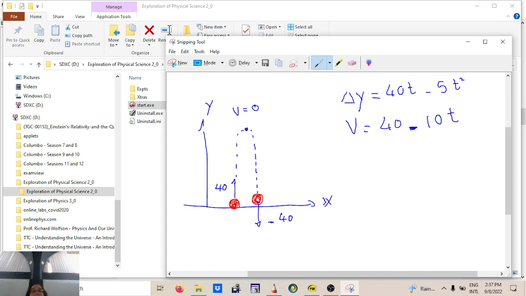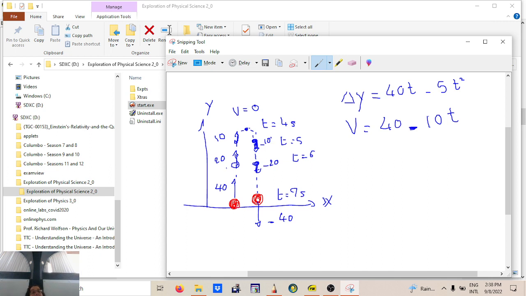So at t equals 0, what's the velocity? 40. At t equals 2, it's going to be what? 20. At t equals 3, it's going to be 10. At t equals 4, 0. Here, at t equals 4 seconds, it's going to be 0. At t equals 5, negative 10. And at t equals 6, negative 20, and at t equals 7, negative 30. Isn't that cool?